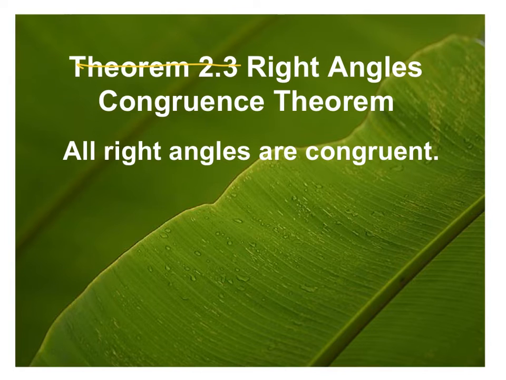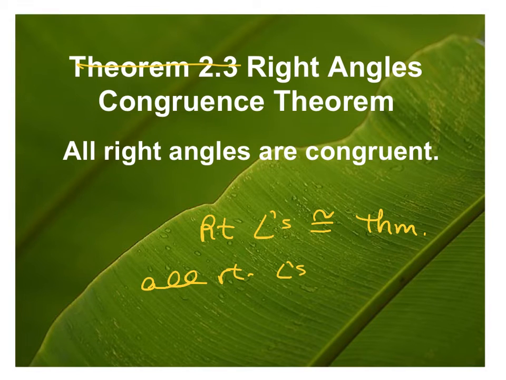If you want to abbreviate things when you write them as reasons in proofs, you could say right, then do the angle symbols, and then write the congruency symbol and write it like this. You could also write all right angles congruent, something to that effect, if you were writing this as a reason in a proof.